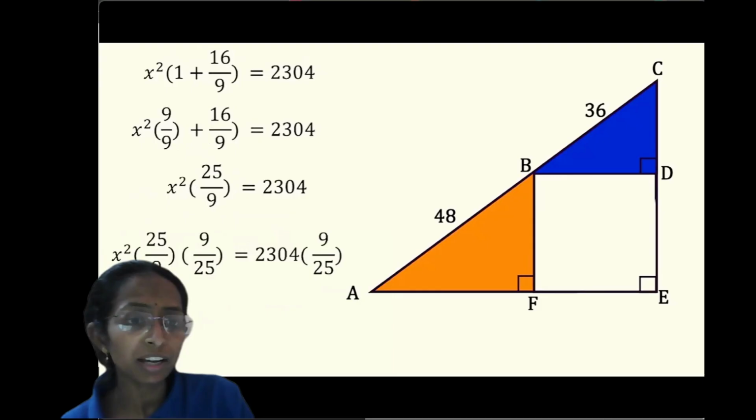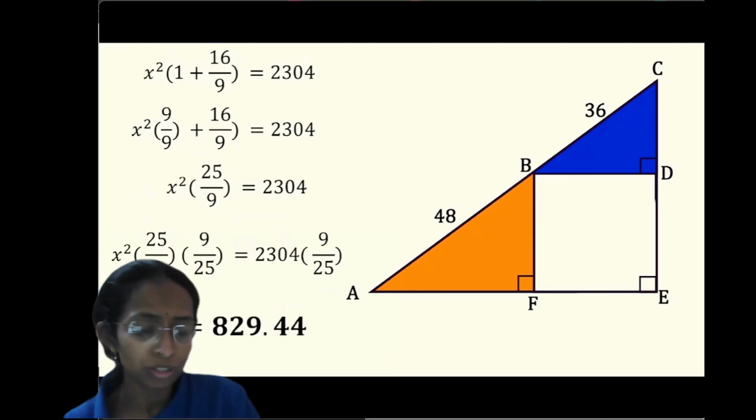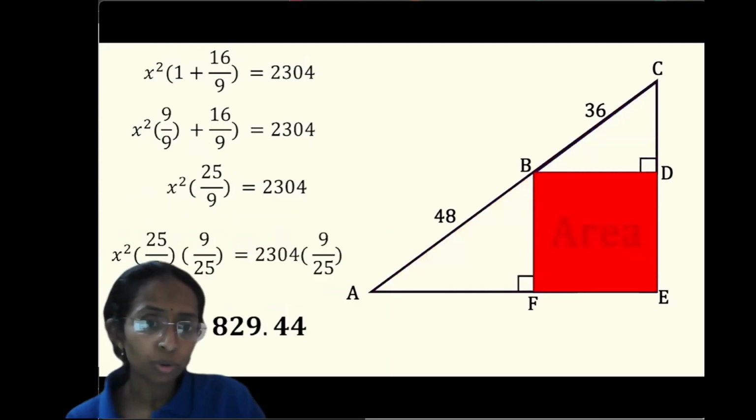For getting the value of x square, we multiply by 9 by 25 on both sides. So we have x square, which is the area of our square, equal to 829.44. This is our required area.